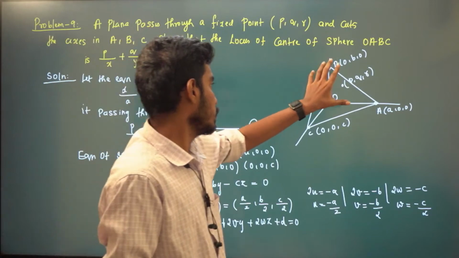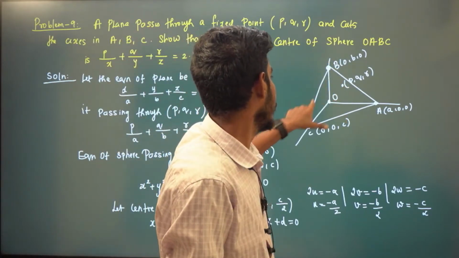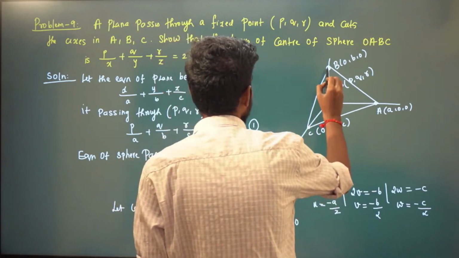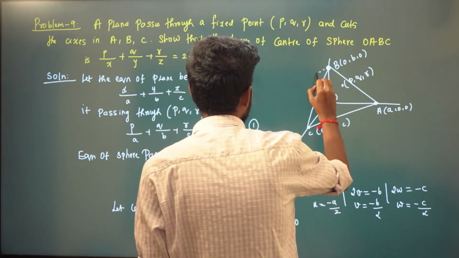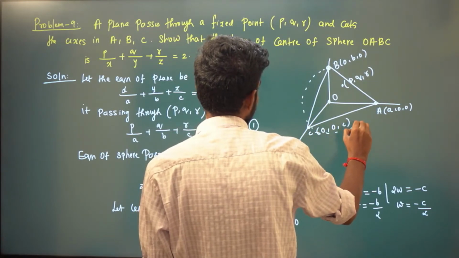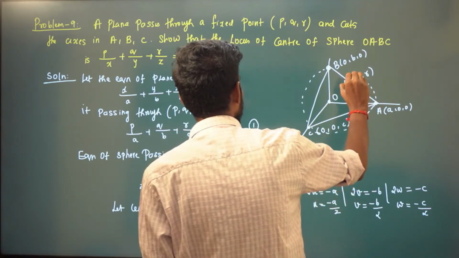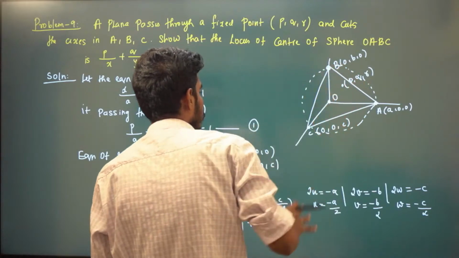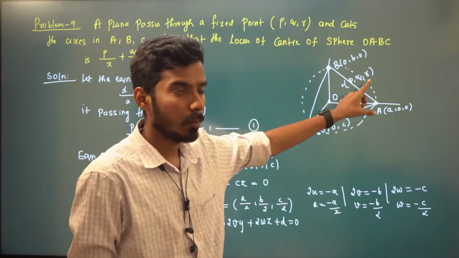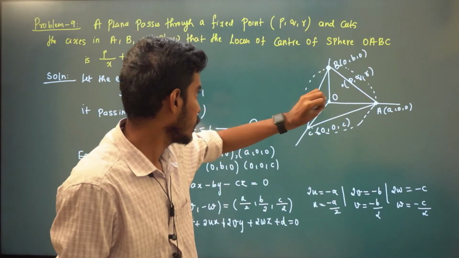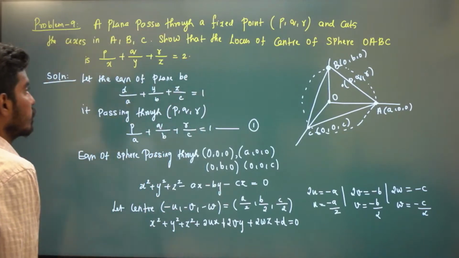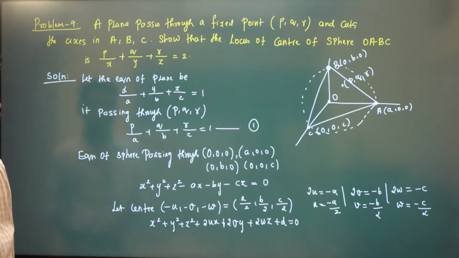So a plane is passing through a fixed point p, q, r and cuts the axes in a, b, c. So we need to show the locus of the center of the sphere. The sphere is passing through the origin and a, b, c. Now, depending upon the value of p, q, r, the center will change, right? So that is given by p by x plus q by y plus r by z is equal to 2. Is it clear?